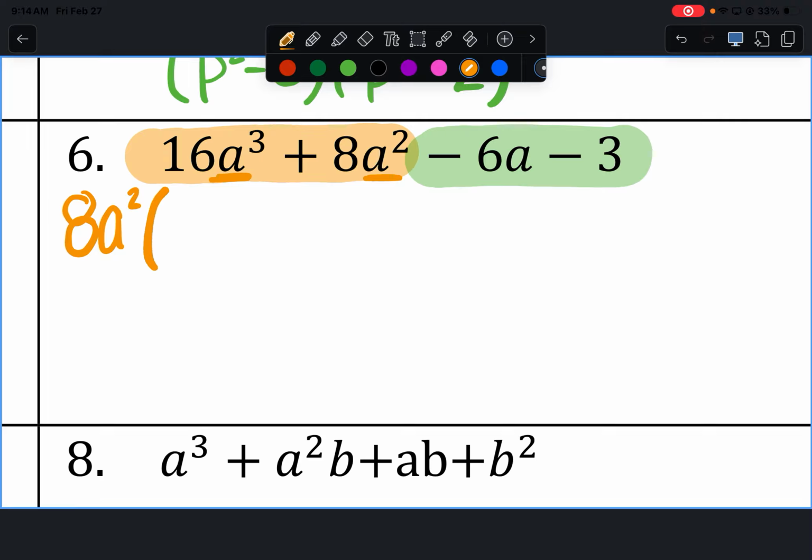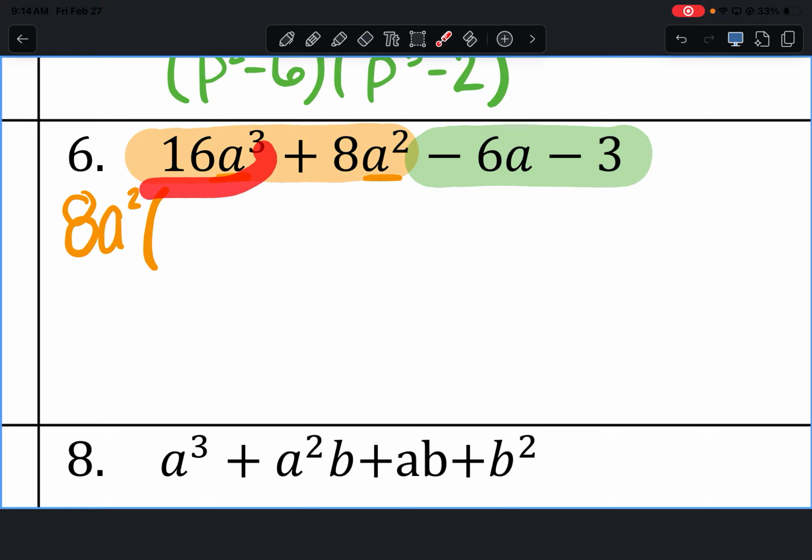What is 16a to the third divided by 8a squared give us? What is 16 divided by 8? What is a cubed divided by a squared? Now, what is anything divided by itself? 1. So what is 8a squared divided by 8a squared? It's just 1. Anything divided by itself is 1.